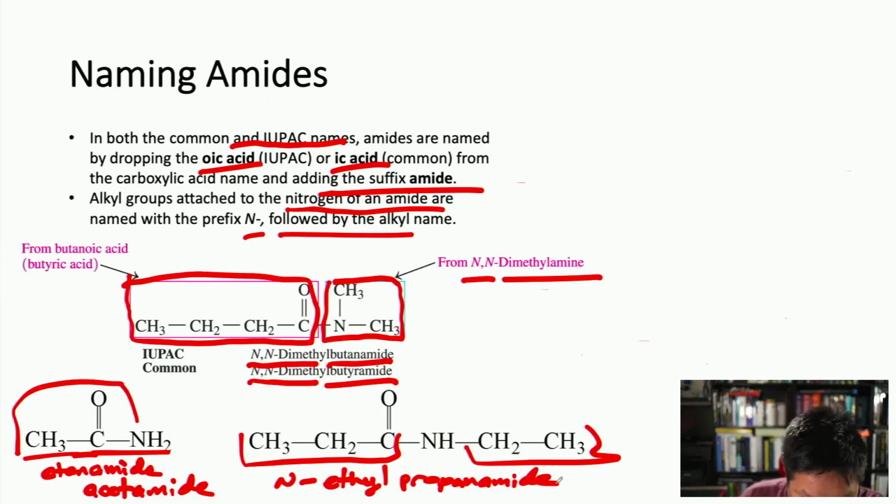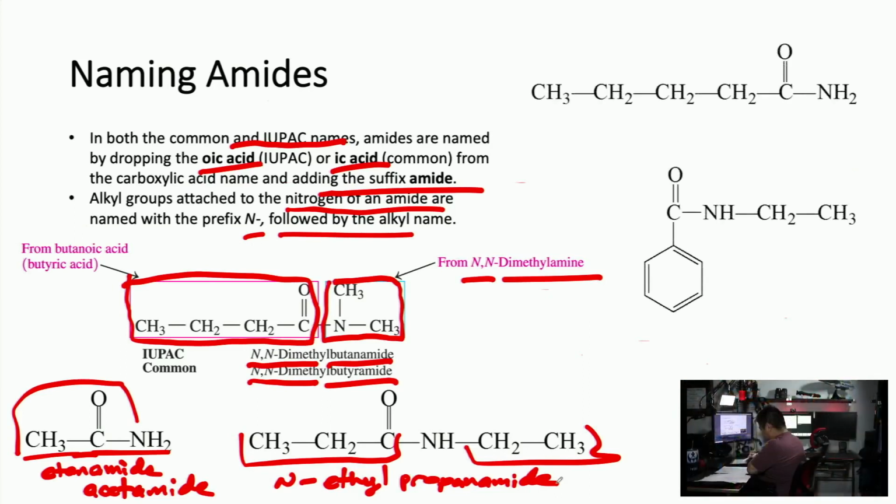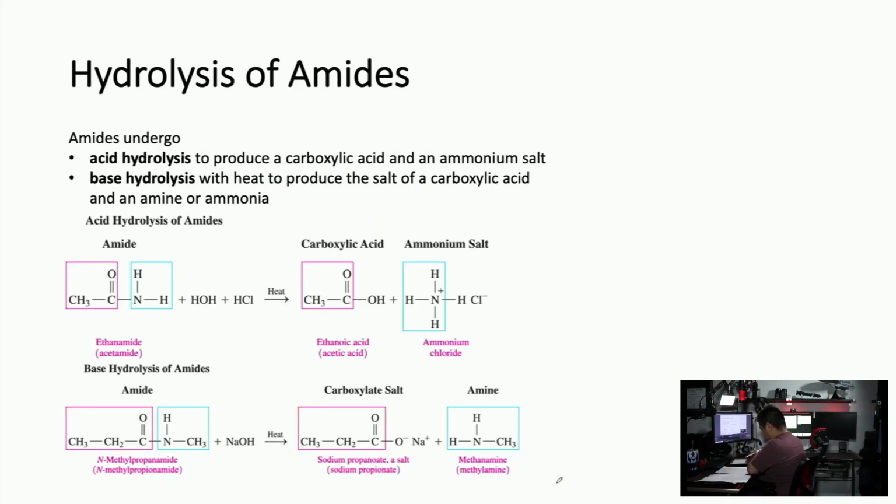So there's a reaction, of course, that you can do with amides, just like you can do with amines. And that is the hydrolysis of amides. Hydrolysis, remember, water, lysis, right? Breaking apart amides with water. It can undergo acid hydrolysis or base hydrolysis. And what it produces is the carboxylic acid and ammonium salt.